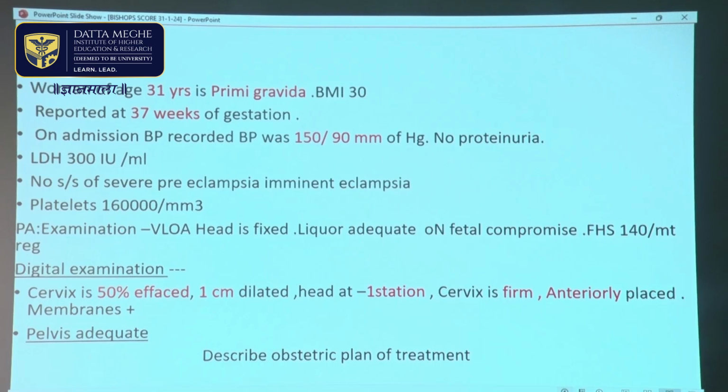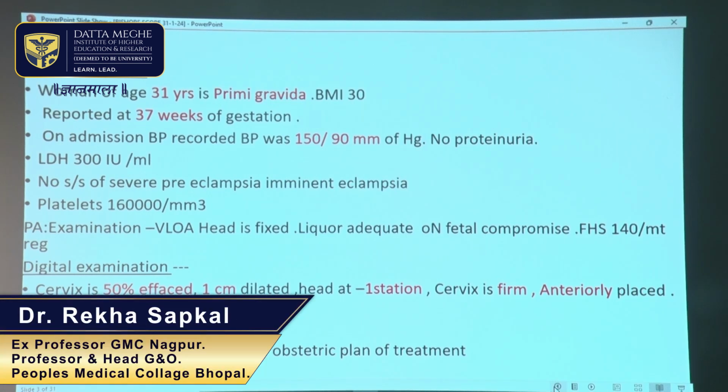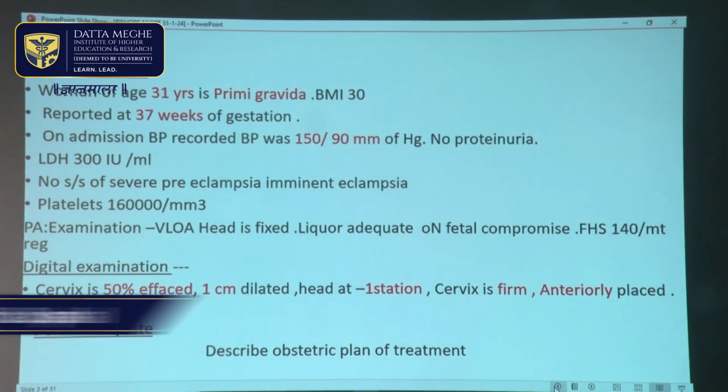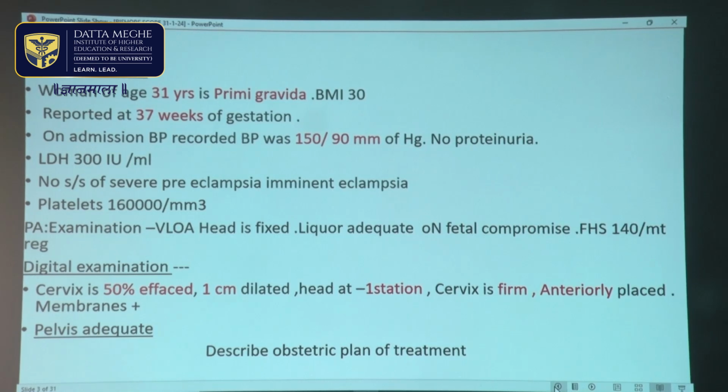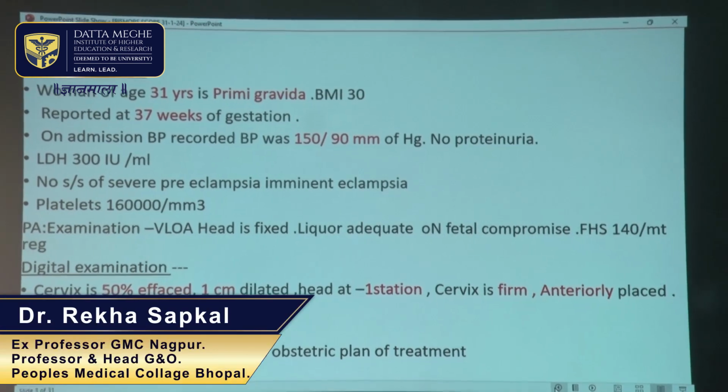Okay. So, here is a woman of 31 years of age, a primigravida with BMI 30, who reported at 37 weeks of gestation. On admission her blood pressure was 150/90 and there was no proteinuria. LDH levels were 300 IU per ml. There were no signs or symptoms of pre-eclampsia or imminent eclampsia. Platelet counts were normal.